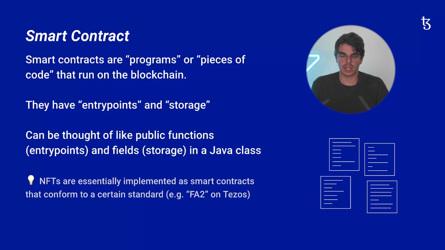A final note as well, and this is something that I think is quite useful to keep in mind when you're getting your head around the concept of a smart contract, is that tokens on a blockchain, for example NFTs, that you may have heard of before, a type of token, a non-fungible token, are essentially implemented as smart contracts that conform to a certain standard. So this is just to say that NFTs aren't necessarily something that is intrinsic to a blockchain itself. NFTs are just a concept that exists within a certain smart contract.